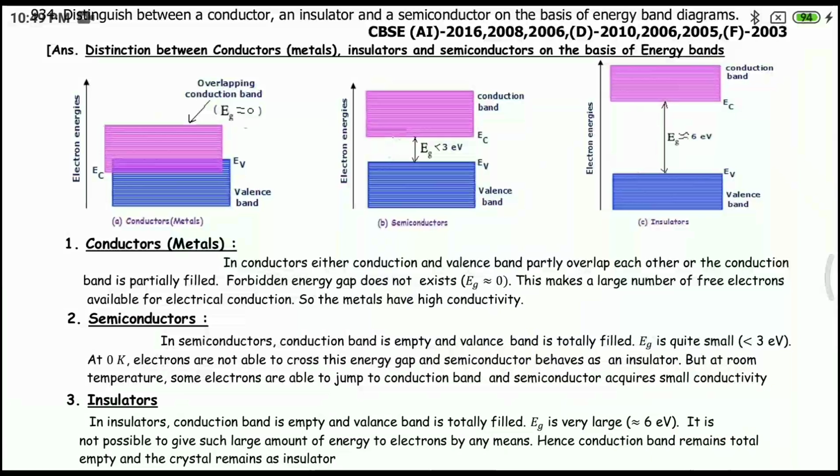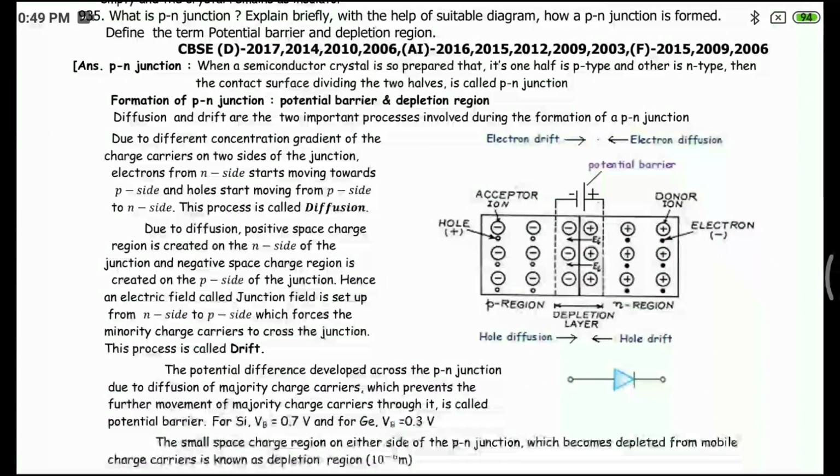See, my children, you can write these questions in your notebook. So, what is a PN junction? Explain briefly with the help of a suitable diagram how a PN junction diode is formed. Define the terms potential barrier and depletion region. See here, which is very important.